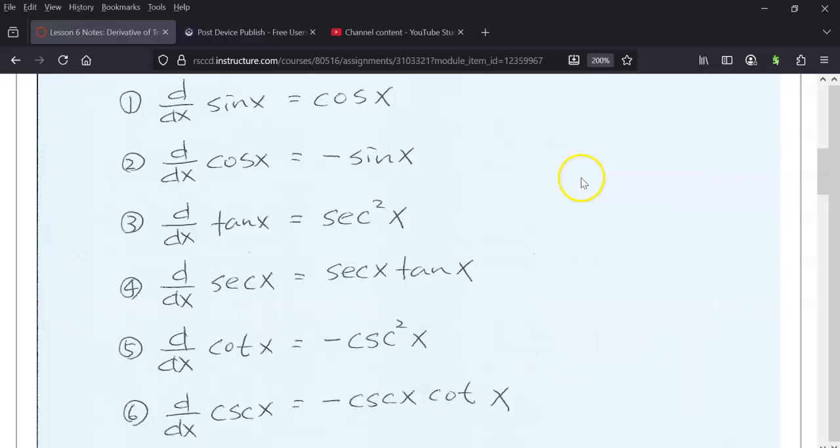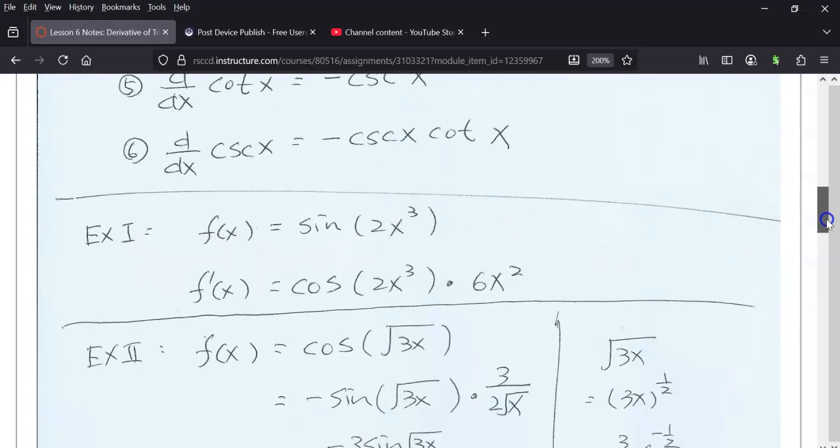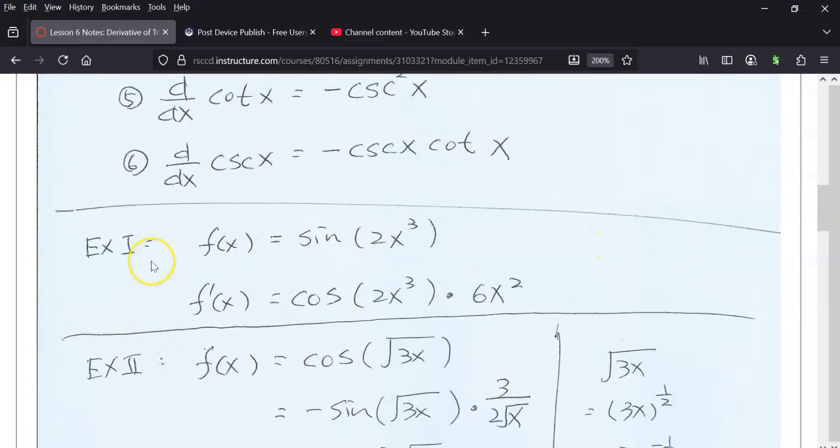Now, once you know these, you just have to apply them and combine them with what we learned from before, especially chain rule, mostly chain rule, and of course power rule. Sometimes you might go into product and quotient, but mostly chain rule and power rule. So here are some examples. Let's start with something simple.